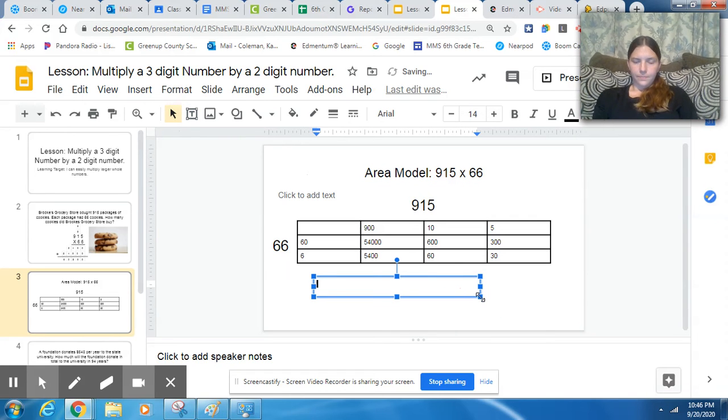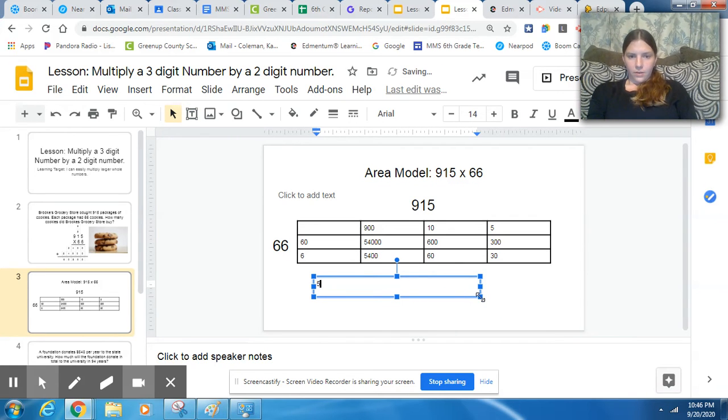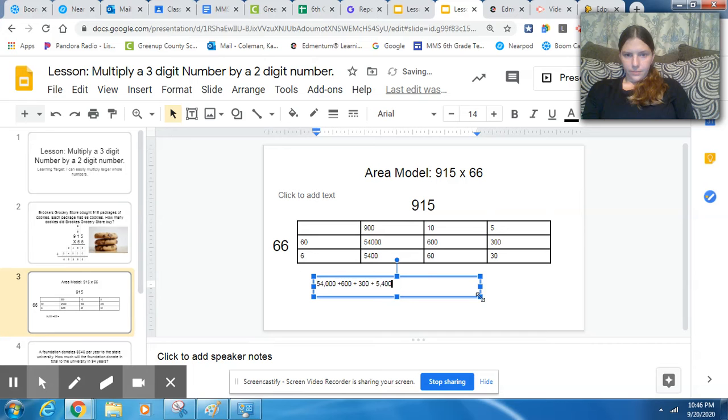I'm adding 54,000 plus 600 plus 300 plus 5,400 plus 60 plus 30.